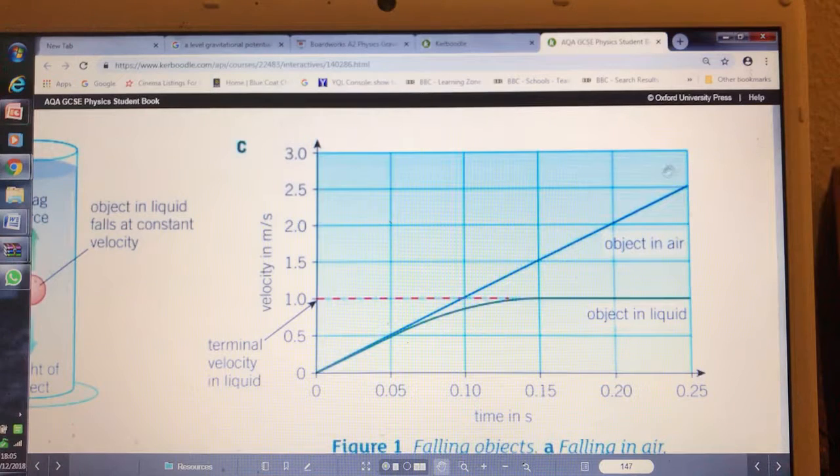It just so happens that if we put an object in a liquid, the resistive forces are going to cause the object in a liquid to reach terminal velocity a lot sooner.